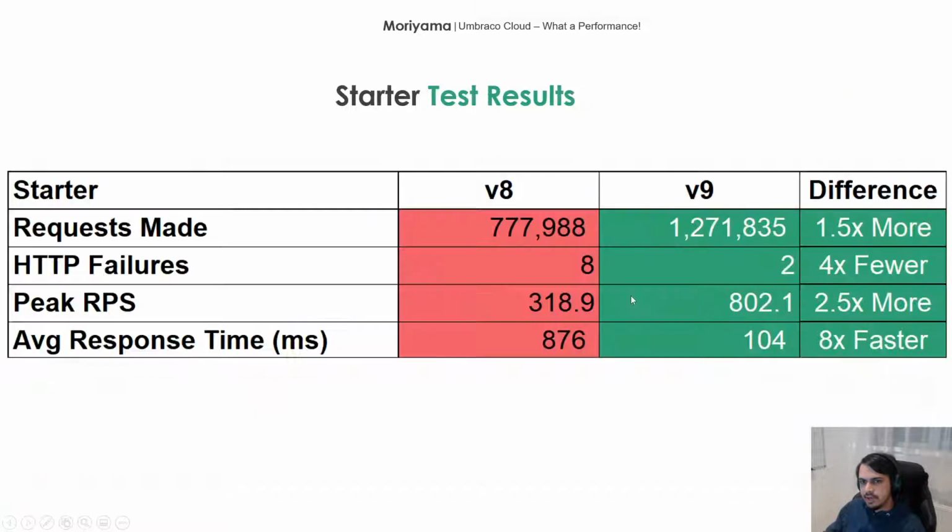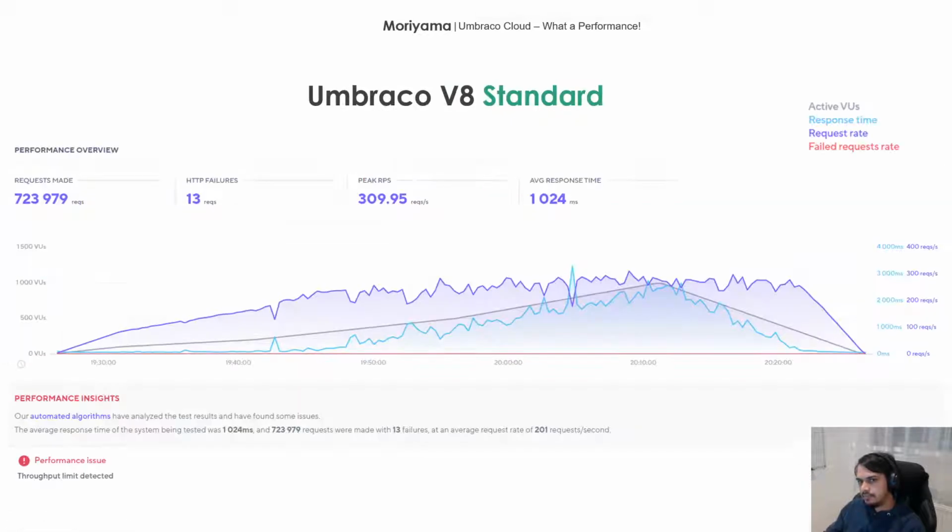If we look at the two sites together in this table I have here, we can see that Umbraco 9 gets 1.5 times more requests in, 4 times fewer HTTP failures, and our peak response time was 2.5 times better with Umbraco V9, and the average response time was 8 times faster with V9 compared to V8 in the starter plan. Now let's have a look at standard.